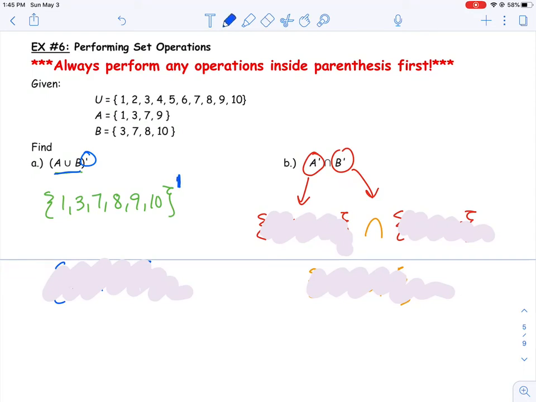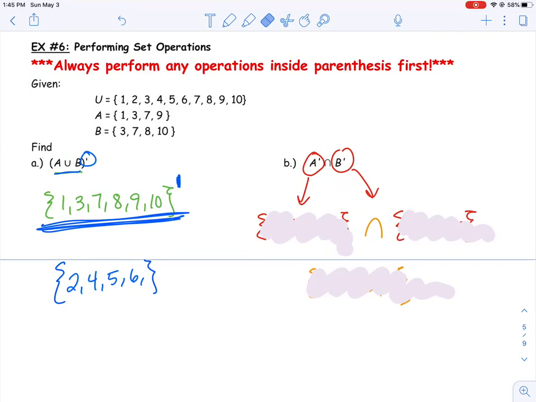Now I'm going to apply the complement symbol, the symbol on the outside, meaning I want all the elements that are in our picture or our universal set that are not any of these elements. So what elements are not 1, 3, 7, 8, 9, or 10? Well, I ended up getting a final answer of 2, 4, 5, and 6.